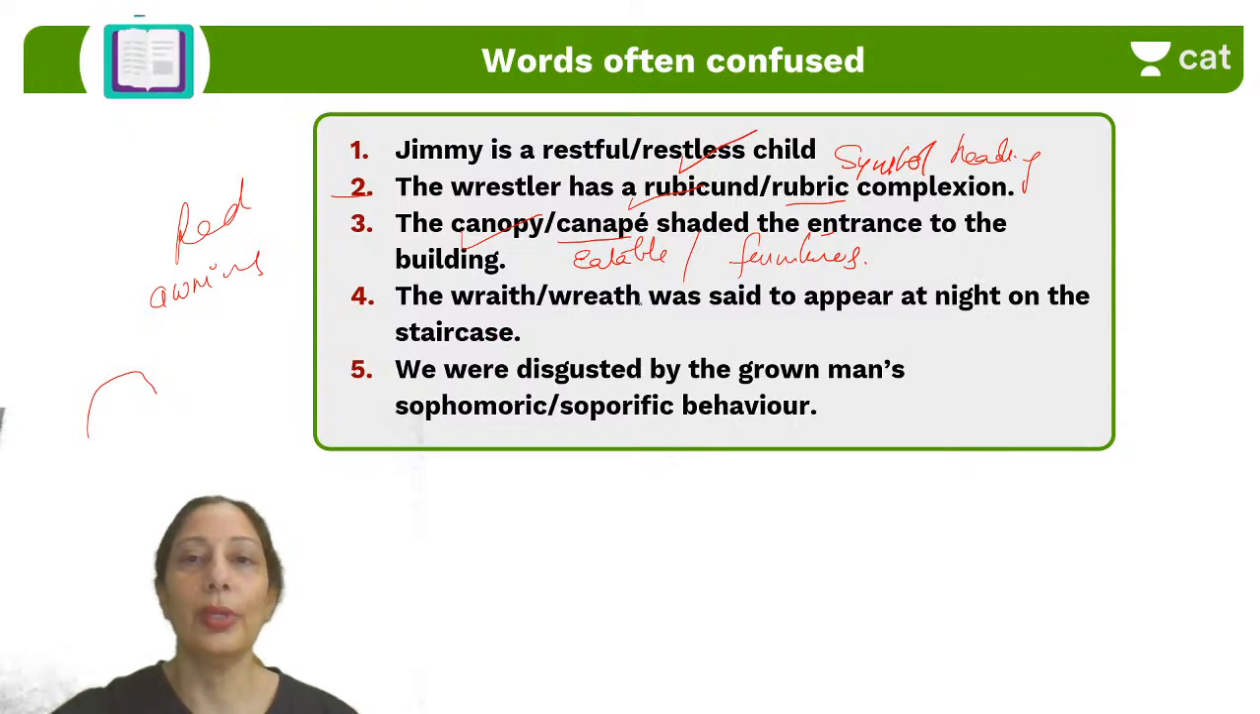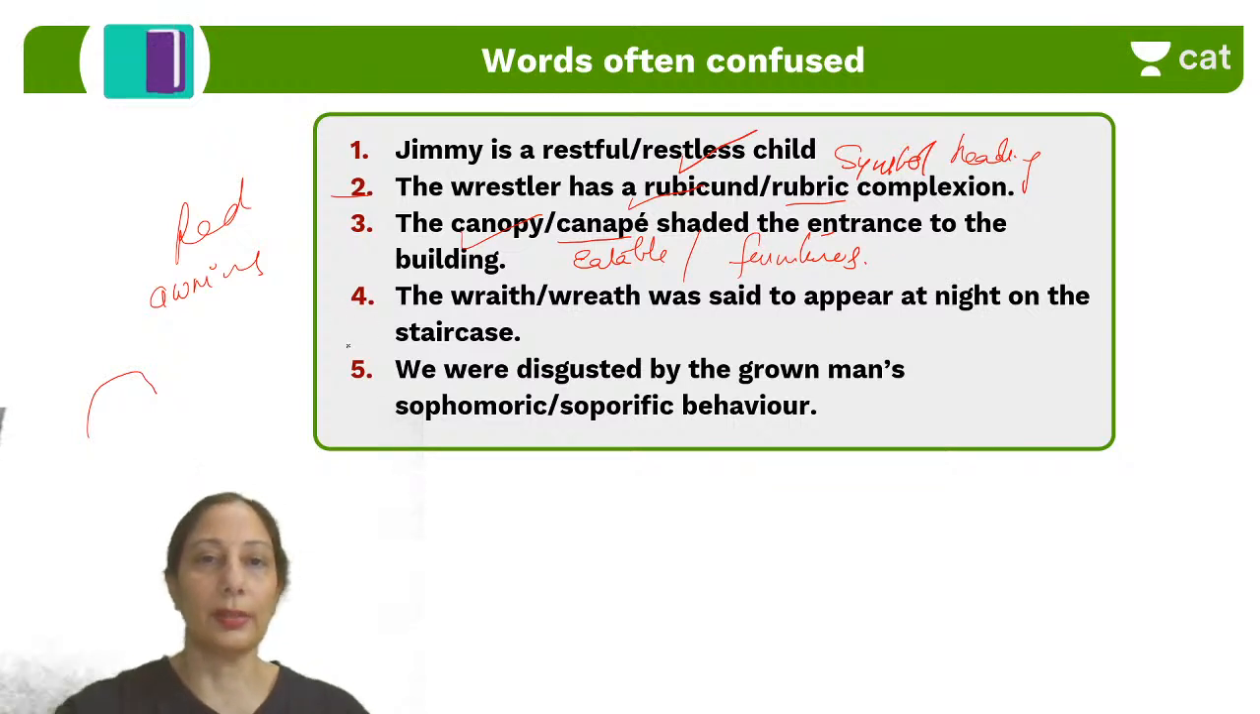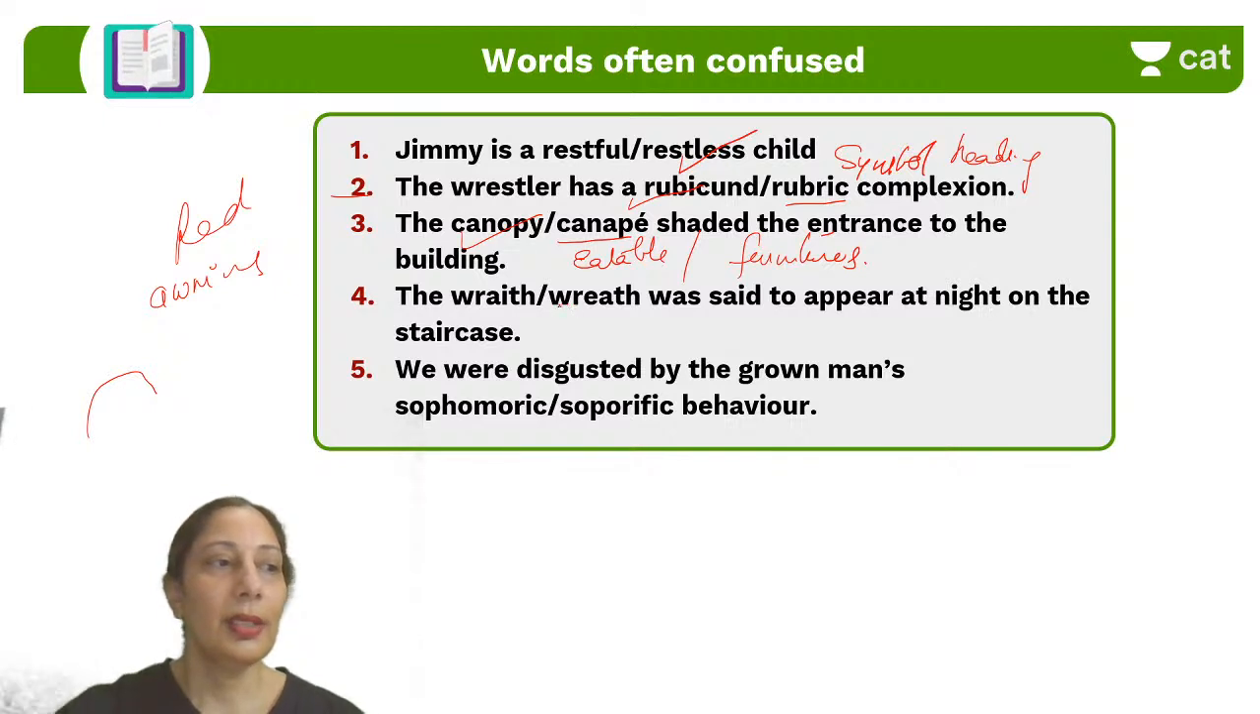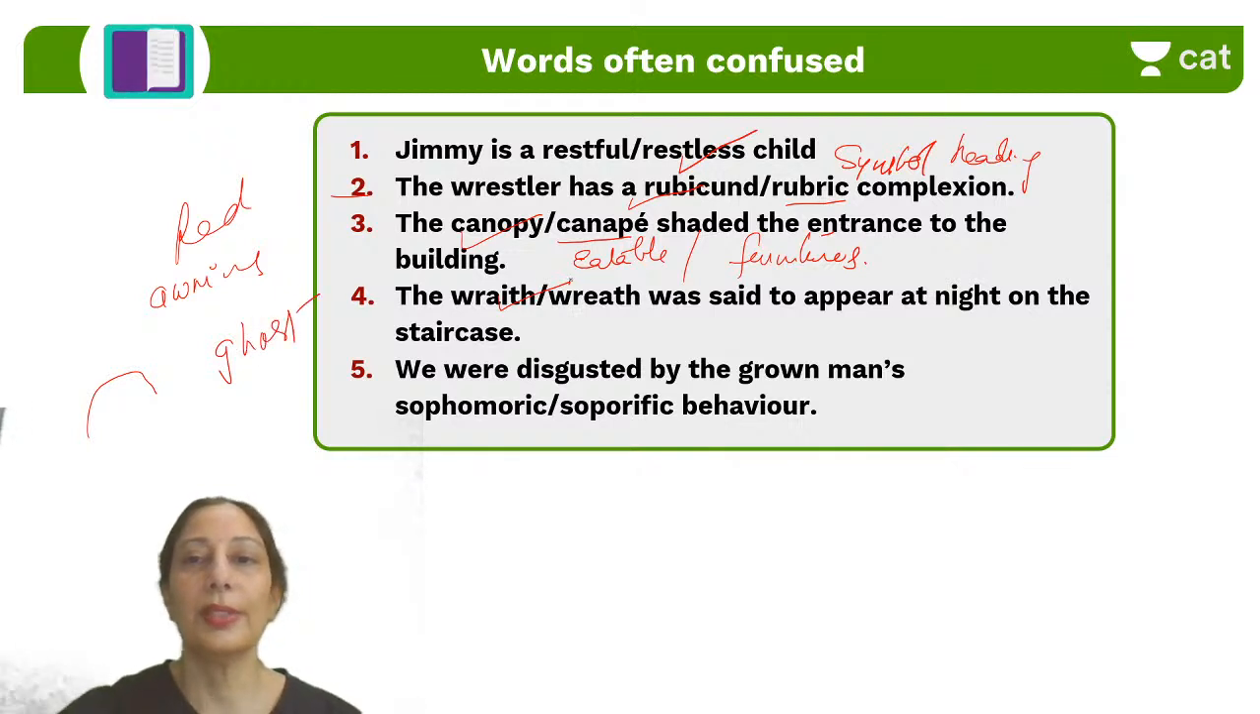Okay, the wraith or wreath was said to appear at night in the staircase. What do you think is the answer? The wraith or wreath? I want the answer coming from you. Is it a wraith or a wreath? Yes, Sonam is saying wraith. Yes, it is a wraith. Wraith is a kind of ghost. Was said to appear at night on the staircase.